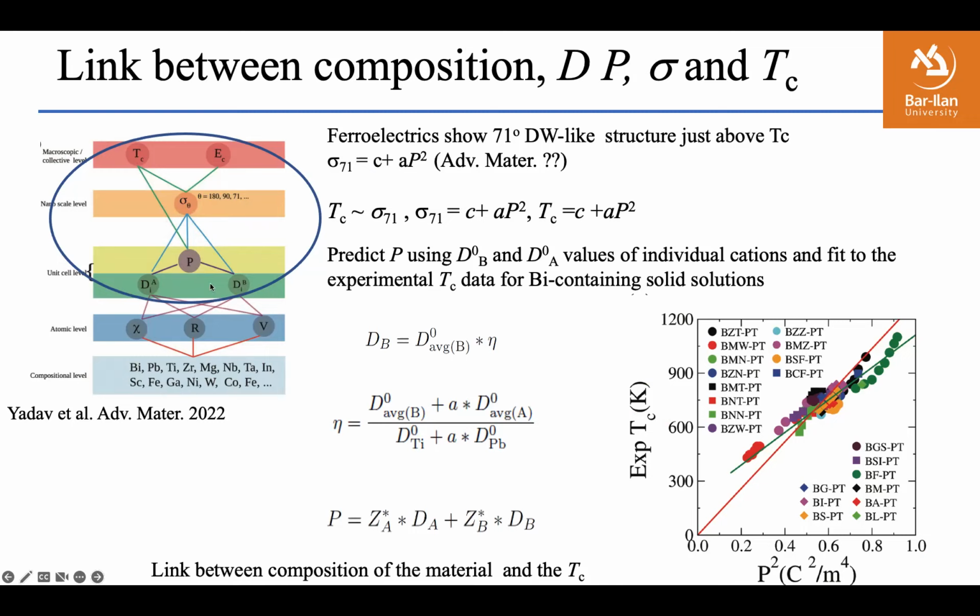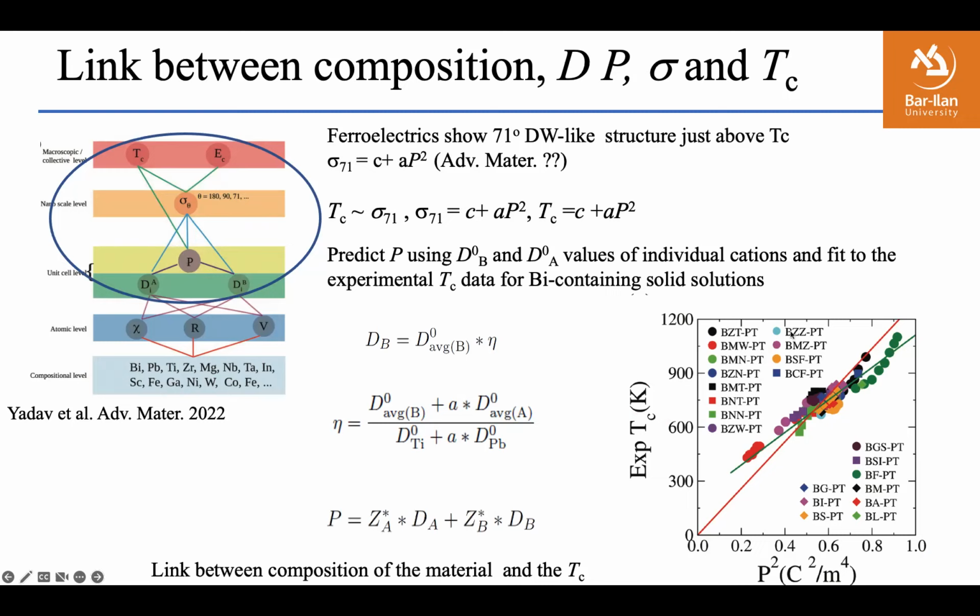Of course, there are some parameters that have to be fit for each one of these links. So what we're going to do right now is take our model for each step of the way and fit all of these different parameters to the experimental TC values for a whole bunch of different bismuth-based solid solutions, say bismuth zinc titanate lead titanate, bismuth magnesium tungstate lead titanate, and so on. We take the TCs, fit them to the whole multi-level model, and try to find parameters that give us the best match with the experimental data.